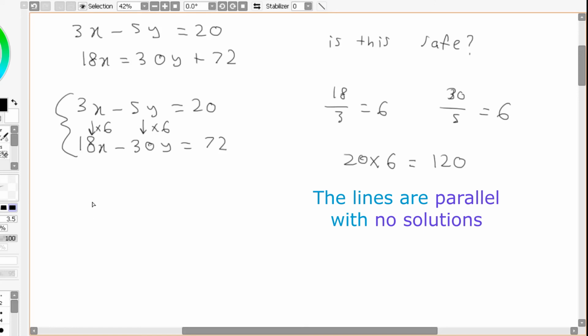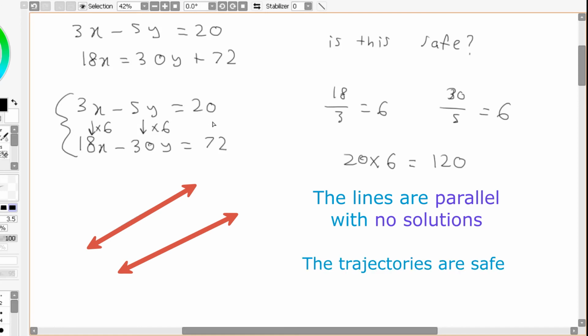That means that they're going to be something like this. Maybe this is not accurate, but we would have the lines being parallel and they will never intersect, because they have the same coefficient multiple, so they're parallel, but they're not the same line. So the trajectories are in fact safe.